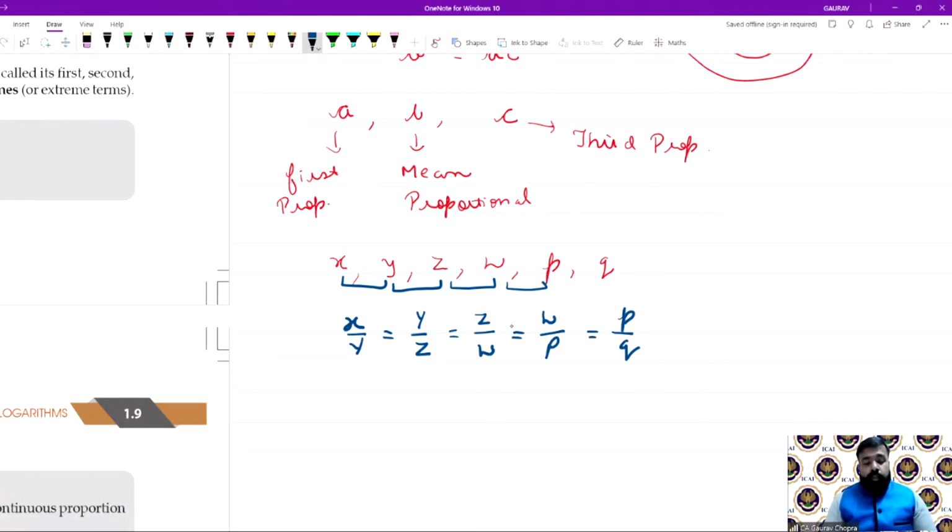So whenever there are 3 terms, 4 terms, 5 terms, or n number of terms, they will be in continuous proportion if this condition is satisfied. So what is the condition? Ratio of first and second is equal to ratio of second and third is equal to ratio of third and fourth is equal to ratio of fourth and fifth, and so on. This is the basic condition of continuous proportion. All right.